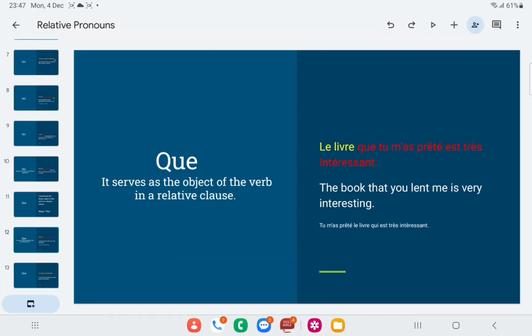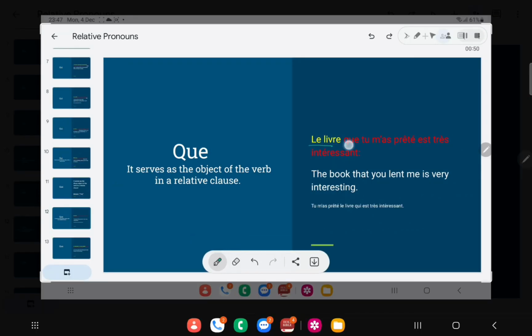First example, le livre que tu m'as prêté est très intéressant. The book that you lent me is very interesting. So you can probably guess right now that this is what que is representing, that. But before, let us take this a step further.